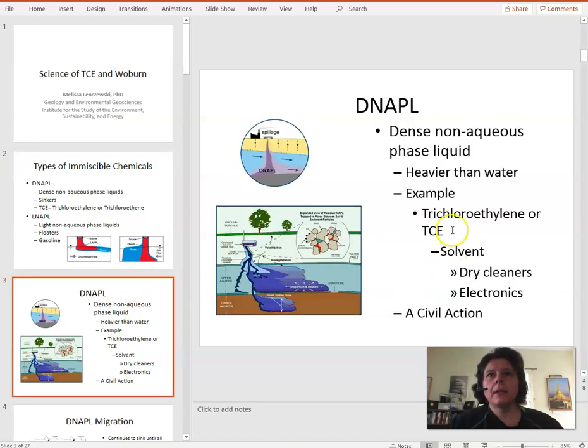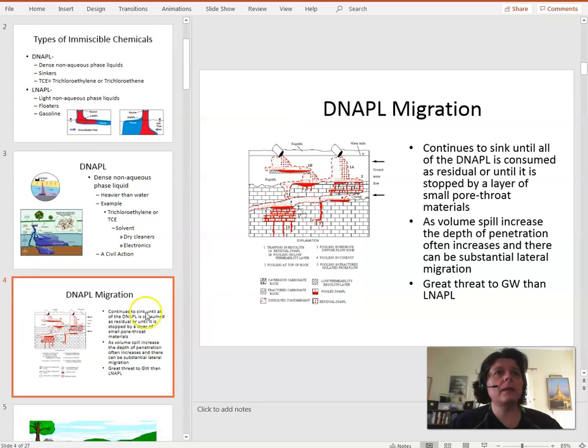So DNAPLs, again, this is the movie A Civil Action. This TCE was used a lot, and we talked about the pollution before, for dry cleaners and cleaning for electronics. It's a great solvent. I mean, it works great. Better living through chemistry was a great idea. And back in that time, when this was first used, it was just dumped into the backyard.